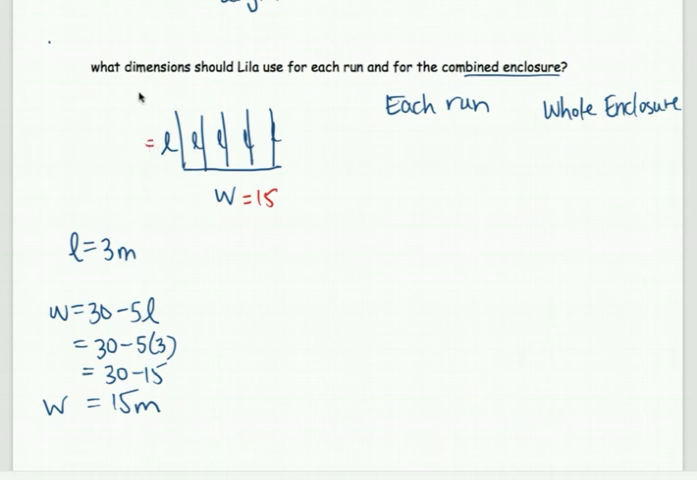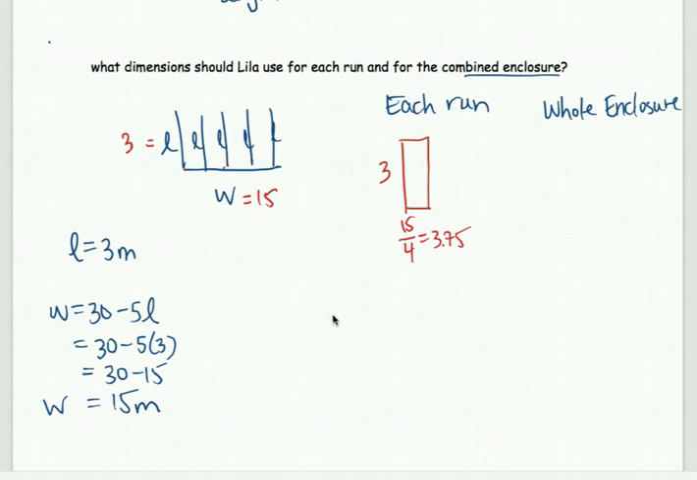We know just one of these sides here is 3. And again, there's 1, 2, 3, 4, right? So if we're trying to figure out just each run here, that's 3 by, and then we'll just take 15 and divide by 4. And the whole enclosure, we're just going to go 3 by 15. Okay, so 3.75. So each run is 3 by 3.75.